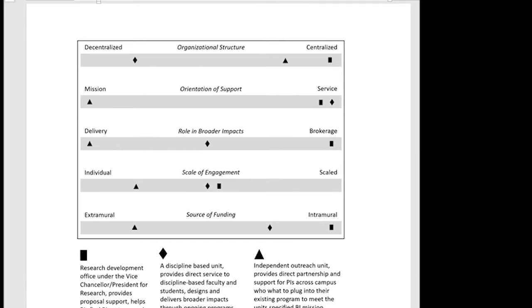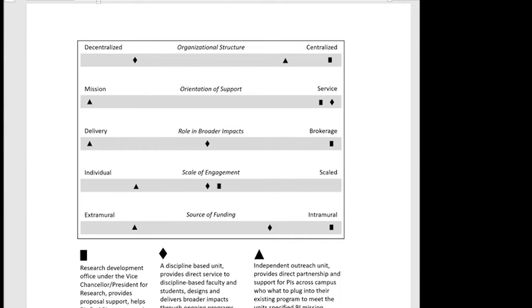The role of broader impacts: are you actually designing, delivering, evaluating broader impacts? Or are you brokering the relationships, connections, ideas, scholarship, and things that others need to do that? On the scale of engagement: working with individuals or small teams, or are you limited to working with centers and institutes, and, I don't get out of bed for anything less than a $10 million grant kind of service, which many broader impacts infrastructure are sort of structured in that way to help the large scale work. And then the source of funding. Is your source of funding kind of pieced together extramural grants and contracts, or is it an internal investment from your institution?